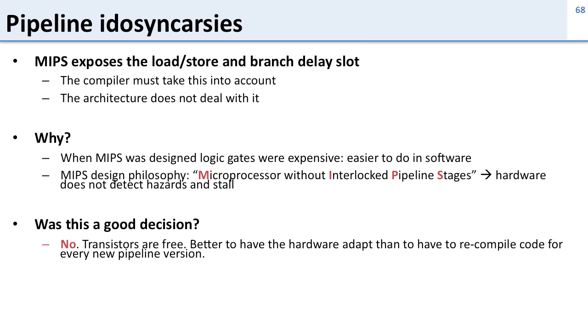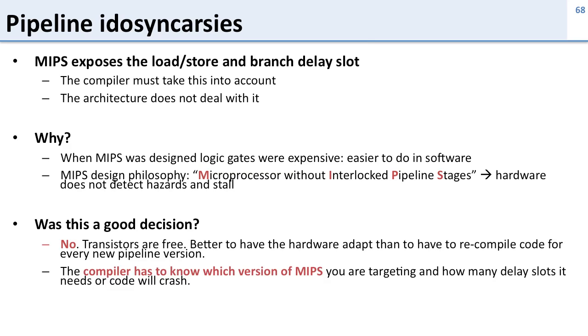So let's think about what this decision means. If the compiler has to take care of the processor, it means the compiler has to know which version of MIPS you're targeting and how many delay slots it has, or your code will crash. So if you get a new MIPS processor that has an 8-stage pipeline or a 12-stage pipeline, you're going to have to recompile your code, and the compiler is going to have to know which processor you're using. So this is clearly totally impractical. Nobody's going to recompile all of their code just because they get a new processor.